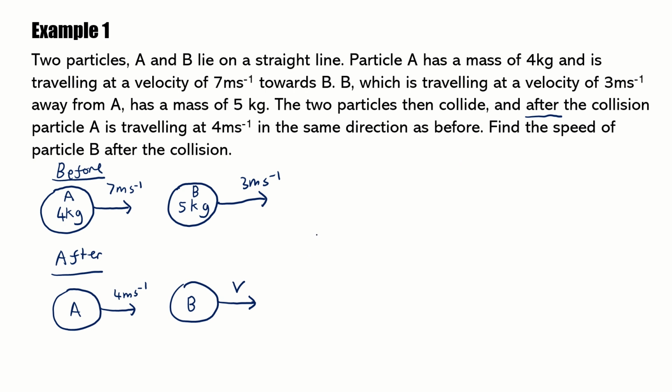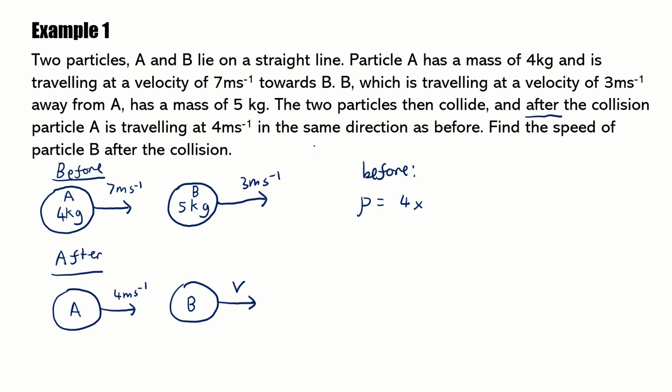Okay, so now we can actually start trying to solve the question, and to solve it, we're going to use that idea of conservation of momentum. We're going to work out the total momentum before. So before the collision, the momentum is going to be equal to the momentum of A, which would be 4, which is its mass, times by, well, we're dealing with velocity.